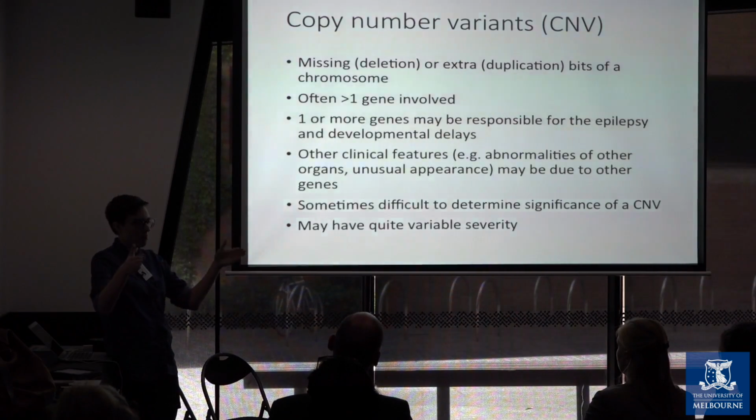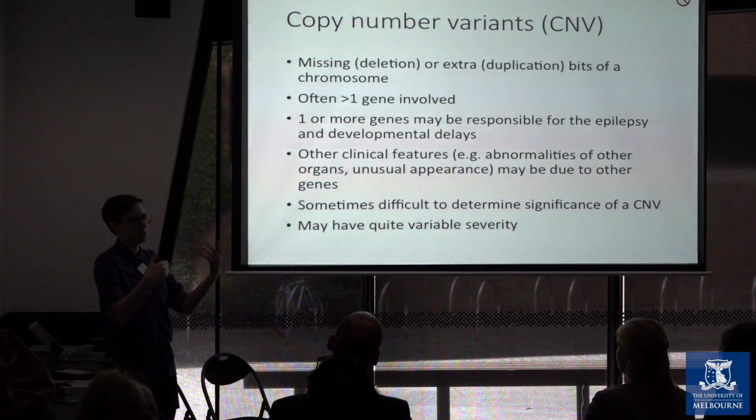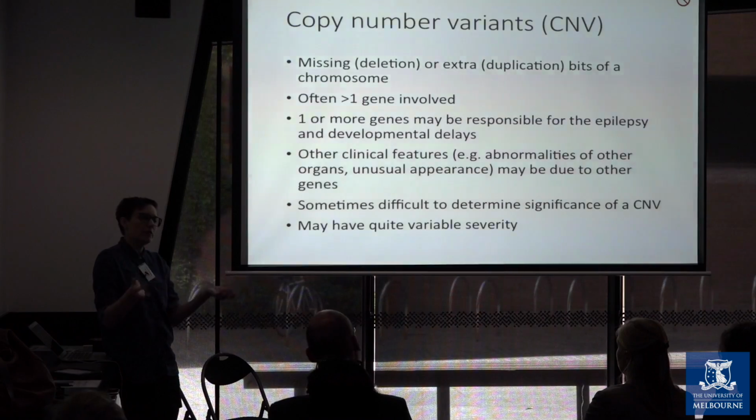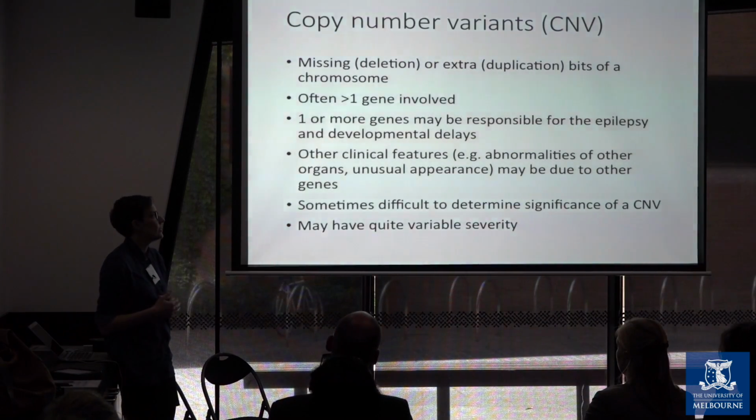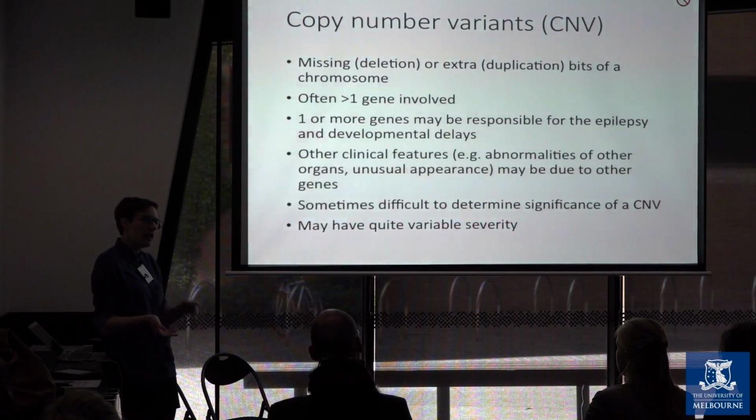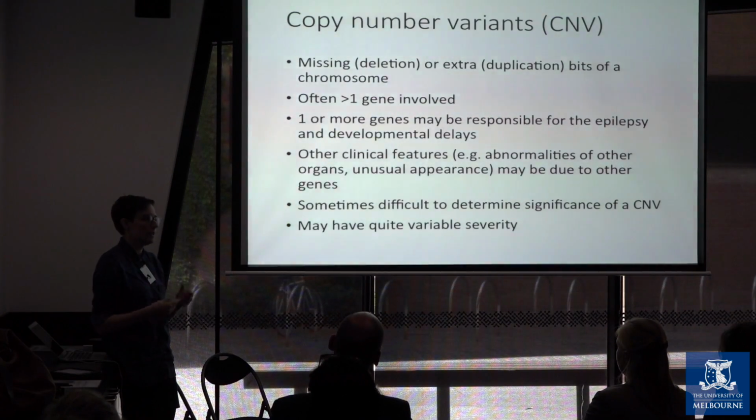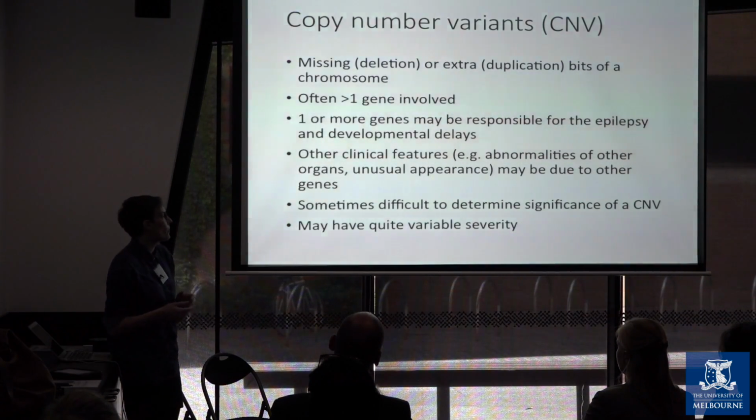So within the number of genes missing, you might have one or more that's responsible for the epilepsy. There are often other features as well, including non-neurologic features sometimes, so there can be abnormalities of other organs or unusual facial appearances. They're often due to other genes other than the epilepsy ones. And sometimes there are quite characteristic features, and a diagnosis can be made prior to seizures arising, if the doctor is familiar with the clinical features.